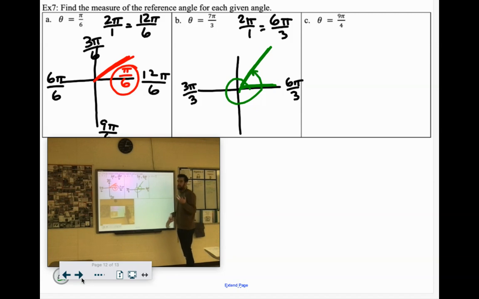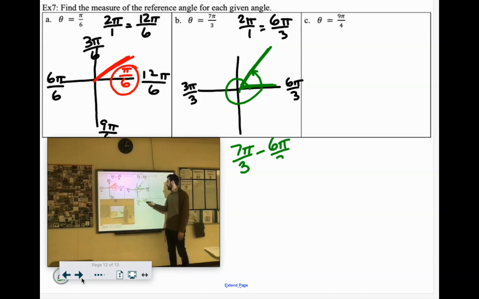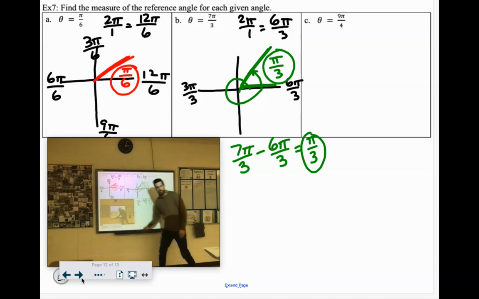Now, we have that full rotation, so we're going to have to subtract one full rotation off of that. So 7 pi over 3 minus one full rotation, which is 6 pi over 3, just leaves us with pi over 3 for our reference angle. And one more. Still got time. 9 pi over 4.